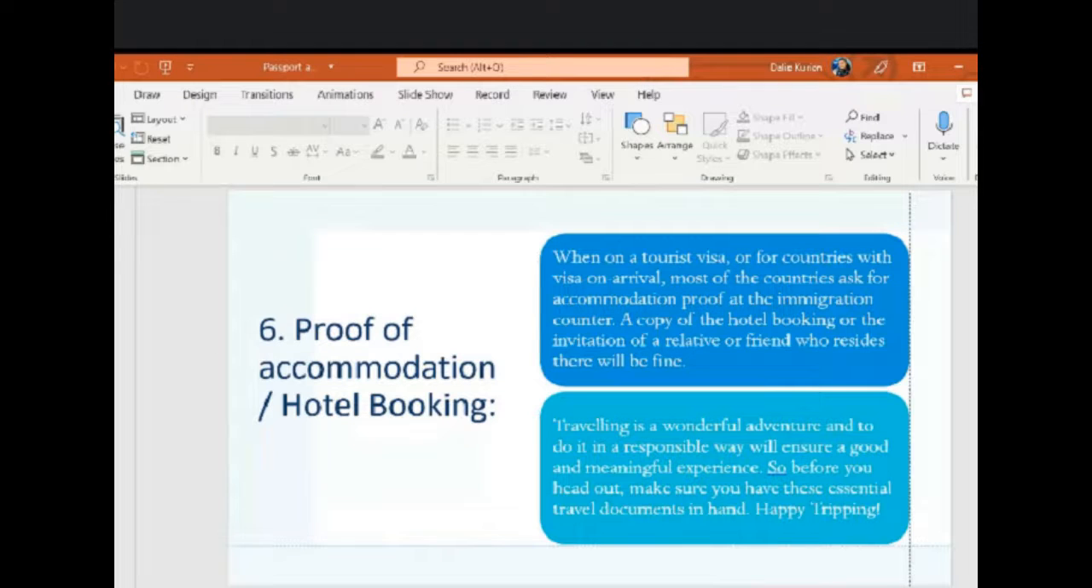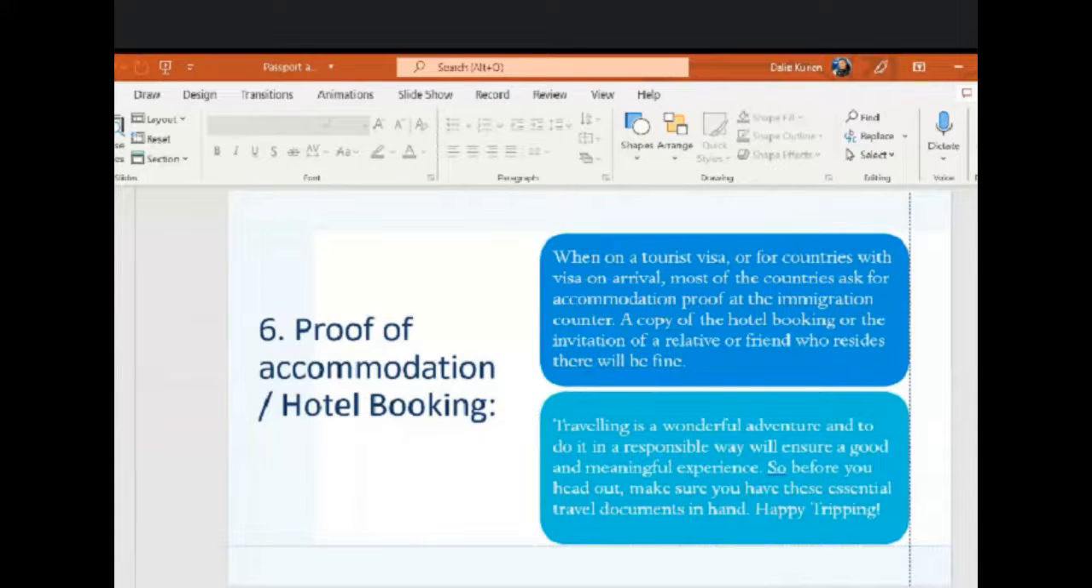Number 6, proof of accommodation or hotel booking. You need to be holding it for immigration purposes. They might ask you where you're going to stay. Even if you're a student, you should know where you're going to stay. They will ask where you stay, and how far it is from your university. All these questions will show up back to back.